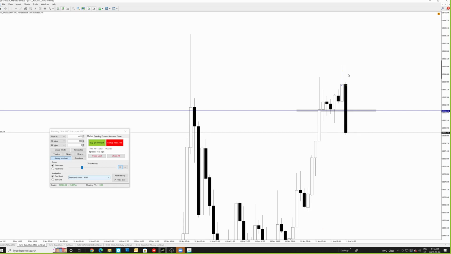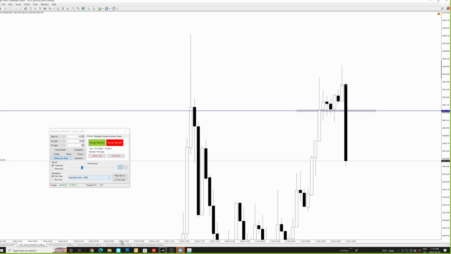Got one little trade over there, but that was about it. It was like 0.5%, nothing major. But we only risked about 1% this whole week, this whole simulation. Crazy move over here.